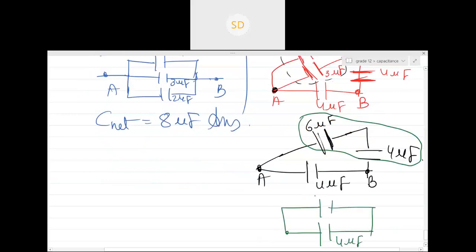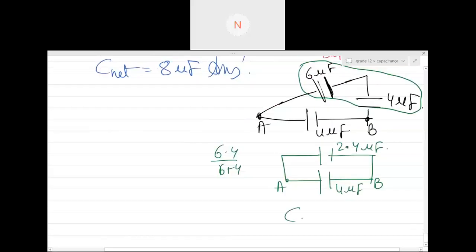What should be the combination of 6 and 4 in parallel? 6 into 4 upon 6 plus 4, which is basically 2.4, right? Yes or no, guys? Yeah, 2.4. What is the net resistance across A and B? This 4 plus this 2.4, which will be 6.4 microfarad. Are you getting my point, guys?